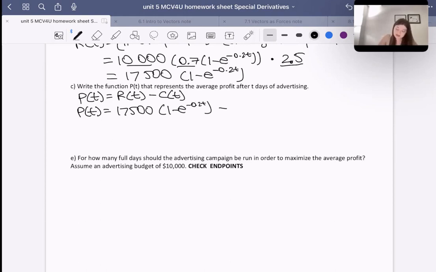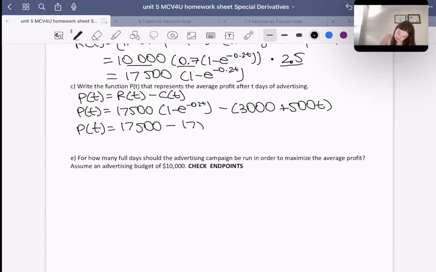Okay, and then minus the cost. So what's the cost? Well, the cost is $3,000 initially just to run this campaign, plus an extra $500 per day. So that's the cost. So the profit in total is going to be 17,500 minus 17,500 e^(-0.2t) minus 3,000, minus 500t.